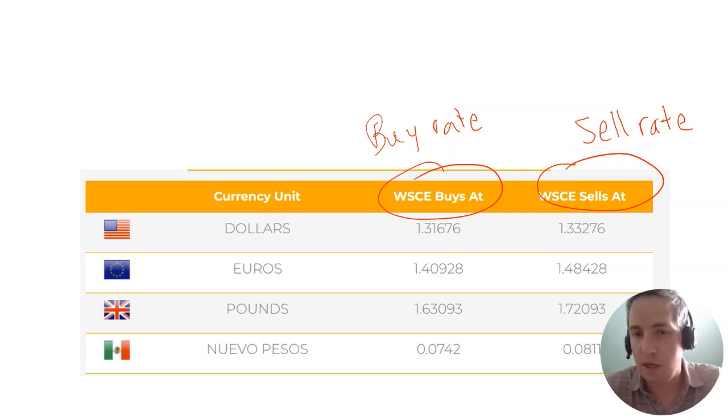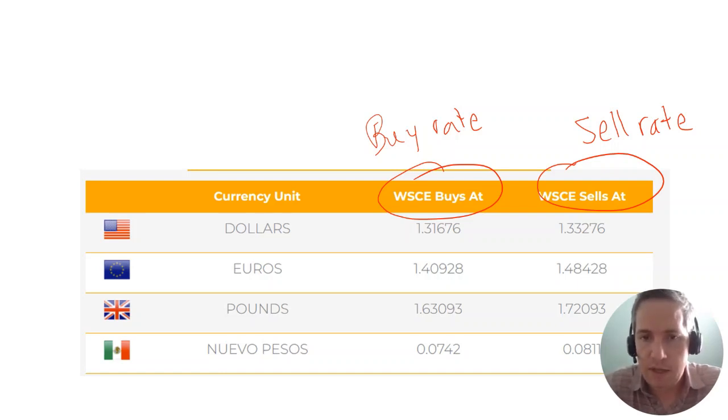Now these rates are slightly different. And the reason for that is because when they sell or buy money, they need to make money so they stay in business. So you'll notice that the rates are not necessarily the same. Now the actual exchange rate is somewhere in between the buy rate and the sell rate, but because we're talking about actual applications of using these rates, we're going to just focus on what the buy rate and the sell rate is.